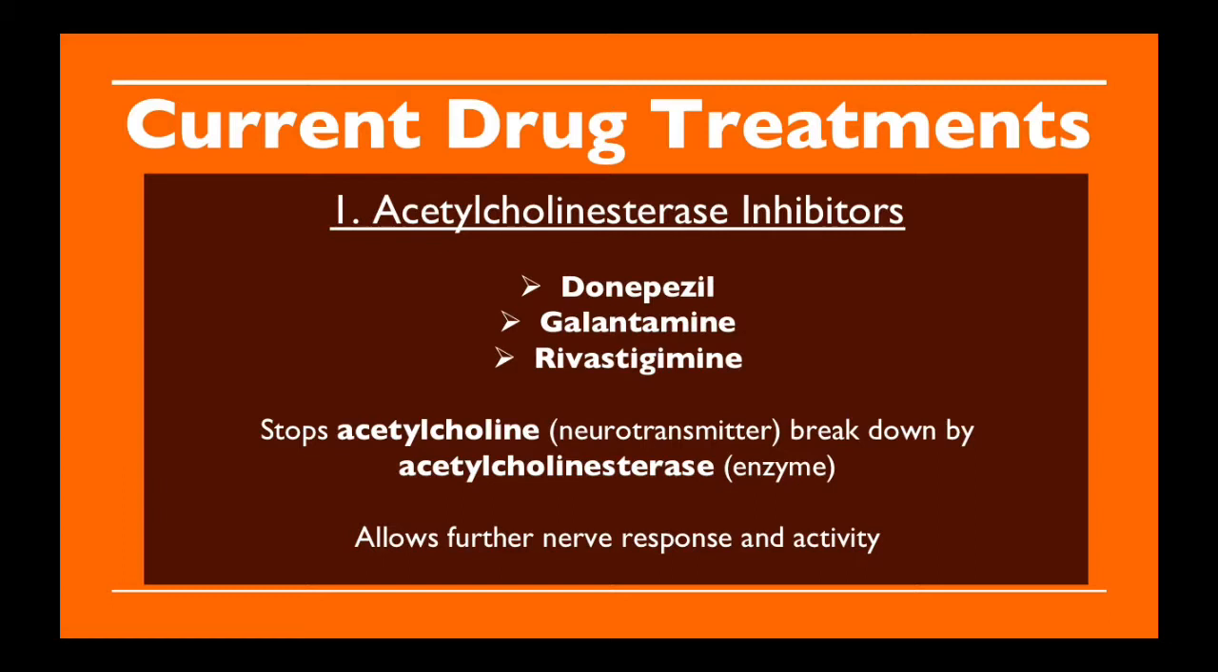There are two main types of cognitive medication. The first is acetylcholinesterase inhibitors. The action of these is to stop the breakdown of acetylcholine, which is a neurotransmitter, by acetylcholinesterase, which is an enzyme. This will allow the nerve signals to keep passing to other neurons to increase neuronal response and activity.